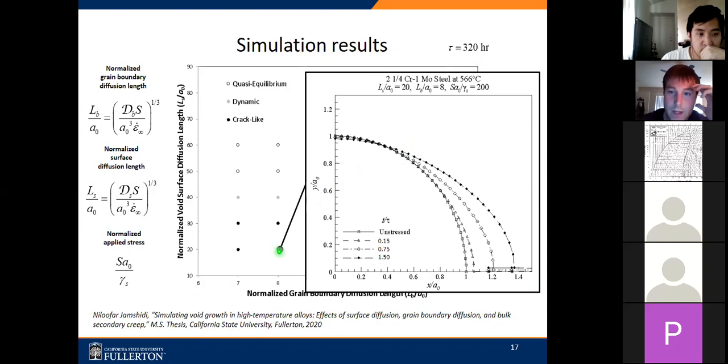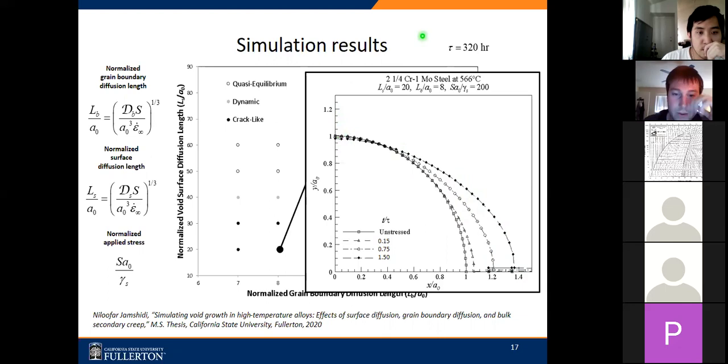You can see that over time, so this is the initial shape of the void, and then at subsequent times, the void starts to grow. And it's really only growing in the x direction along the grain boundary. It's not growing in the y direction. So that is definitely crack-like void growth.